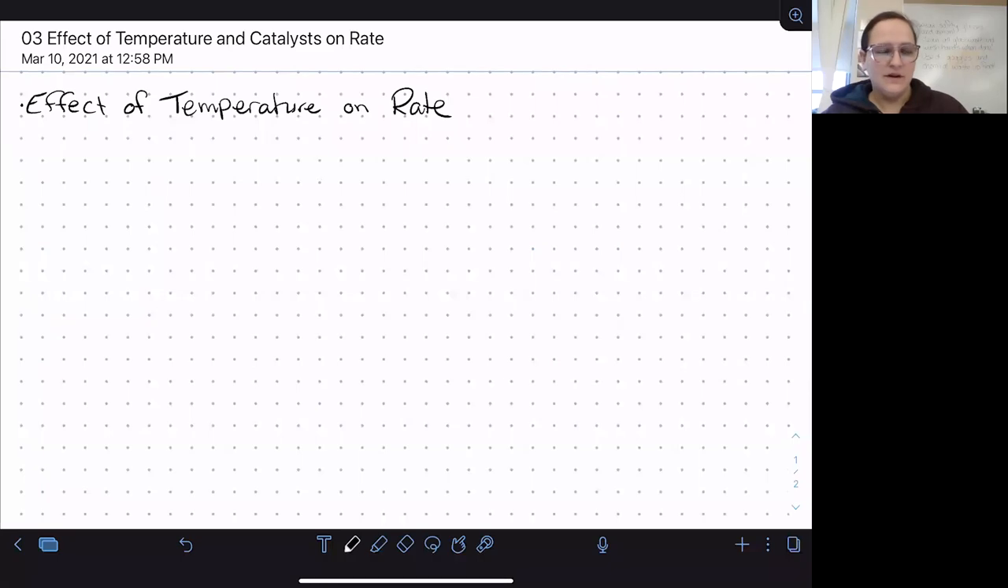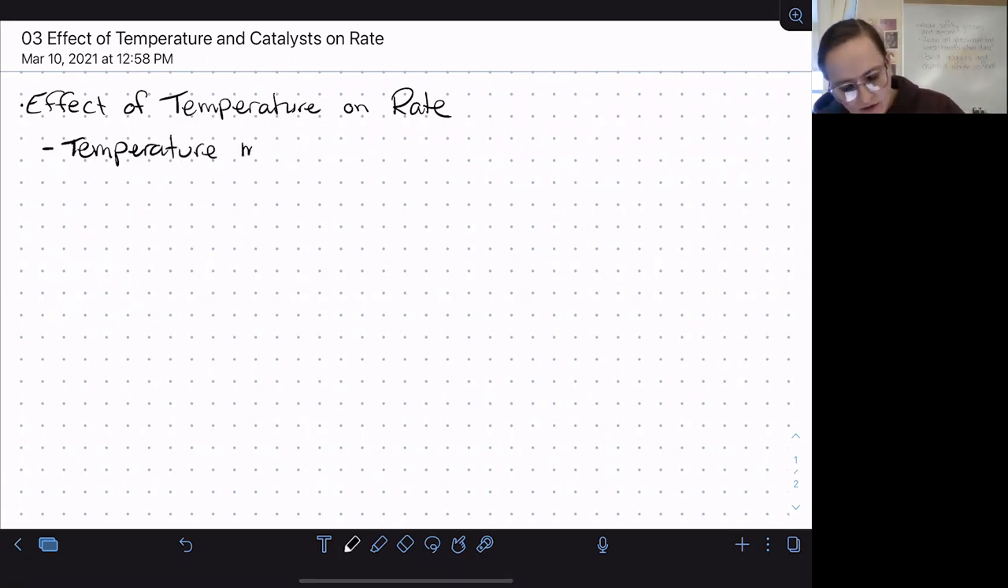In this video, we'll be talking about two more factors that can affect the rate of a reaction in terms of collision theory. So the first one is temperature. We already know that temperature is a measurement of the average kinetic energy of particles.